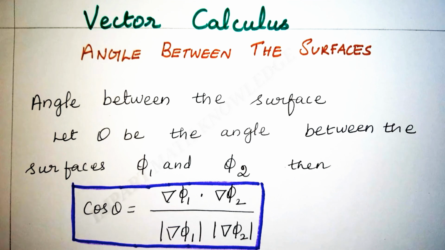This video is about the angle between the surfaces from vector calculus. Let theta be the angle between the surfaces pi 1 and pi 2. Then cos theta is equal to the dot product of del pi 1 and del pi 2 divided by the magnitude of del pi 1 and del pi 2.